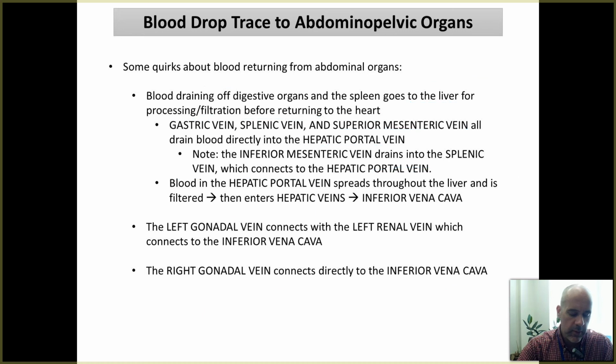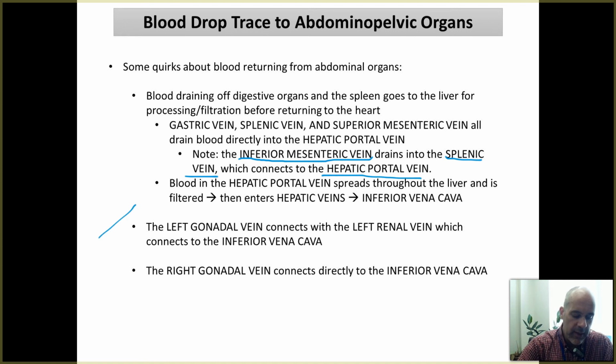Okay, now there is another little quirk there. The inferior mesenteric vein is also draining blood off of the intestinal tract, so that blood is going to need to go to the liver. The inferior mesenteric vein does not connect directly into the hepatic portal vein. It actually connects with the splenic vein, and then the splenic vein connects into the hepatic portal vein. So that's a little quirky thing with the return of the blood there that you just have to remember. One of those things you just got to commit to memory.